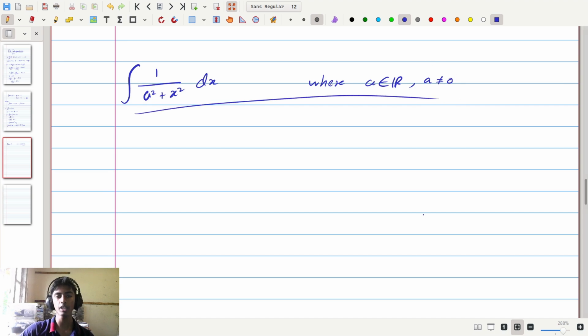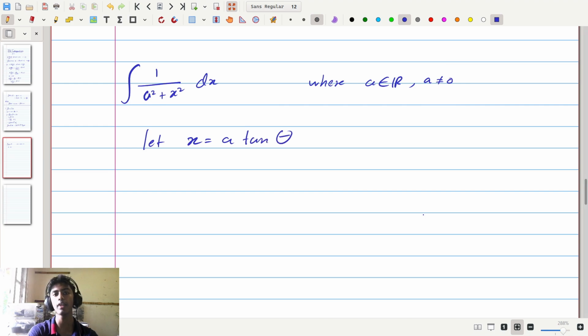Given this condition, the appropriate substitution is going to be x equal to a times the tangent of theta, where the theta value is some element of the real numbers. This brings us to our first limiting condition. This condition is actually not exceeded here. However, in the next integral we are going to be doing, it will be exceeded.